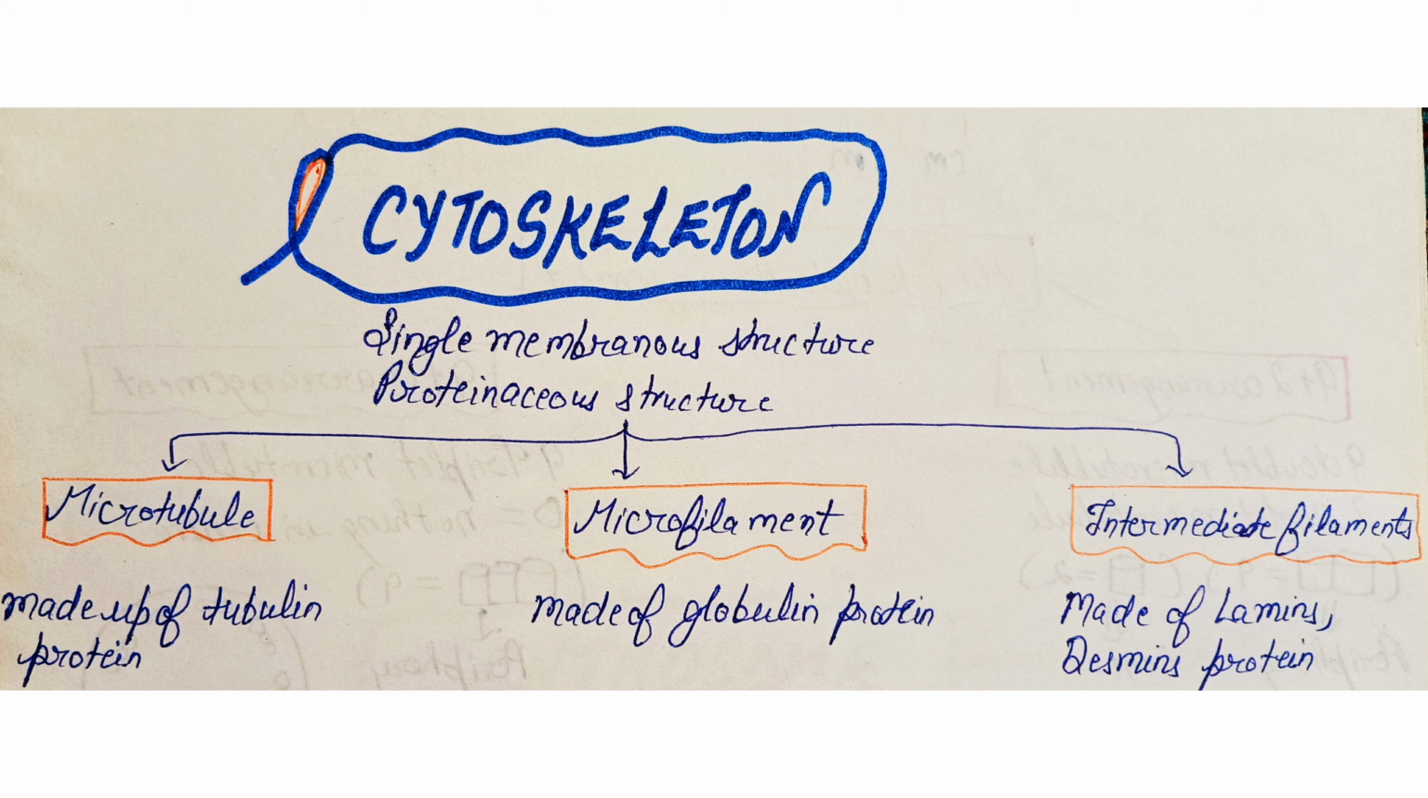The cytoskeleton is an intracellular network which is present only in the animal cell. It is meant for providing the support, maintaining the shape and help in the organelle transport. The cytoskeleton is a proteinaceous structure so it can assemble or disassemble rapidly. Cytoskeleton is single membranous structure. It has three main components. This framework is composed of microtubules, microfilament and intermediate filament.